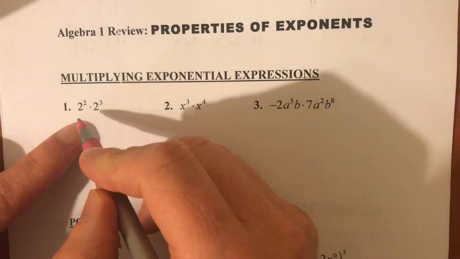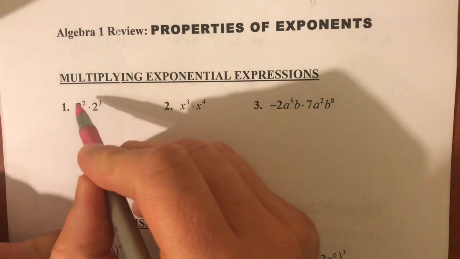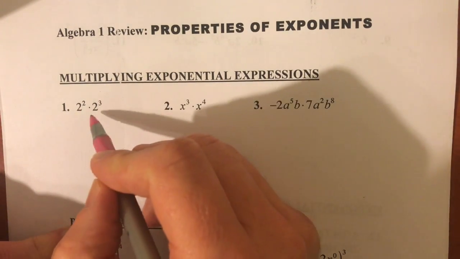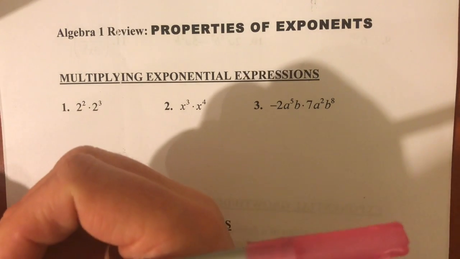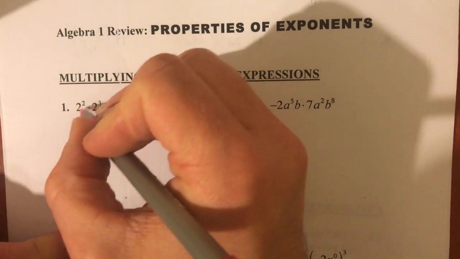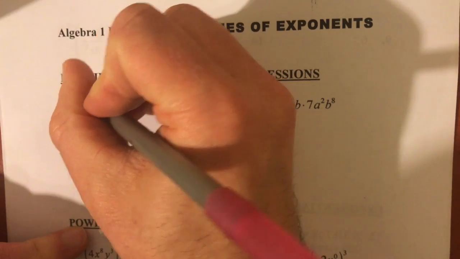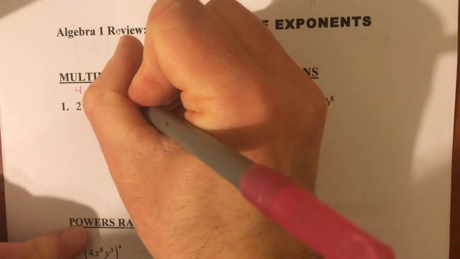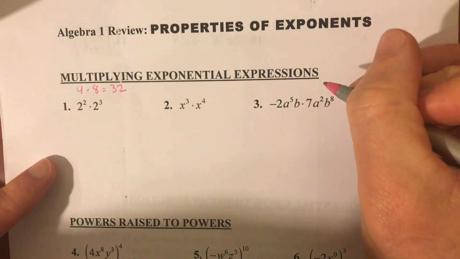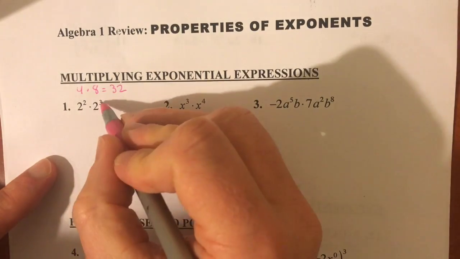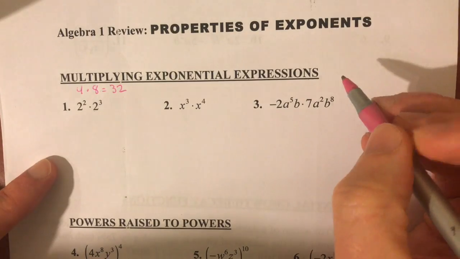Just even starting with basic numbers here. 2 squared times 2 to the third. Now I used a number example because you have the luxury of being able to actually evaluate it and check these properties and make sure you trust them, because you know that 2 squared is 4 and 2 cubed is 8. So the answer we're coming up with here is really 4 times 8, or 32. But what we're really after here are these properties with common bases having exponents and how we multiply those things.